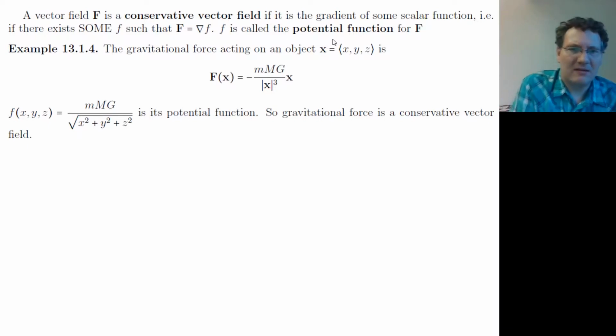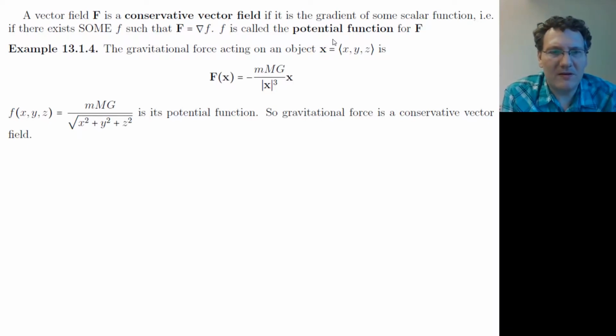There's a potential function that can generate this gravitational force field, and it's given here: little f of x, y, z equals little m big M G over the distance from the origin. That's the potential function. So the gravitational force is a conservative vector field because a potential function exists that generates it.